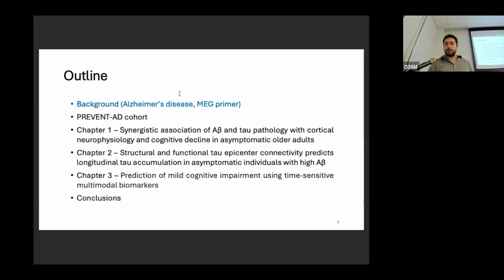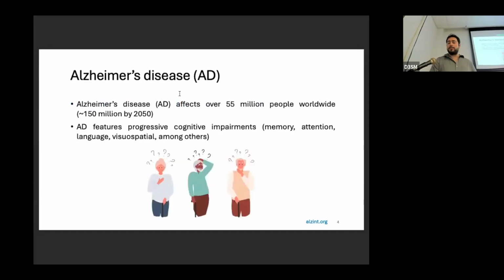All right, so moving into the background. As you probably know, Alzheimer's disease is the most common form of neurodegenerative dementia, and it affects over 55 million people worldwide, and some estimates of its prevalence say it's going to almost triple by 2050. So it is a very important problem for society, both in terms of the burden that it has for patients and caregivers, but also in terms of the economic burden that it implies for society.